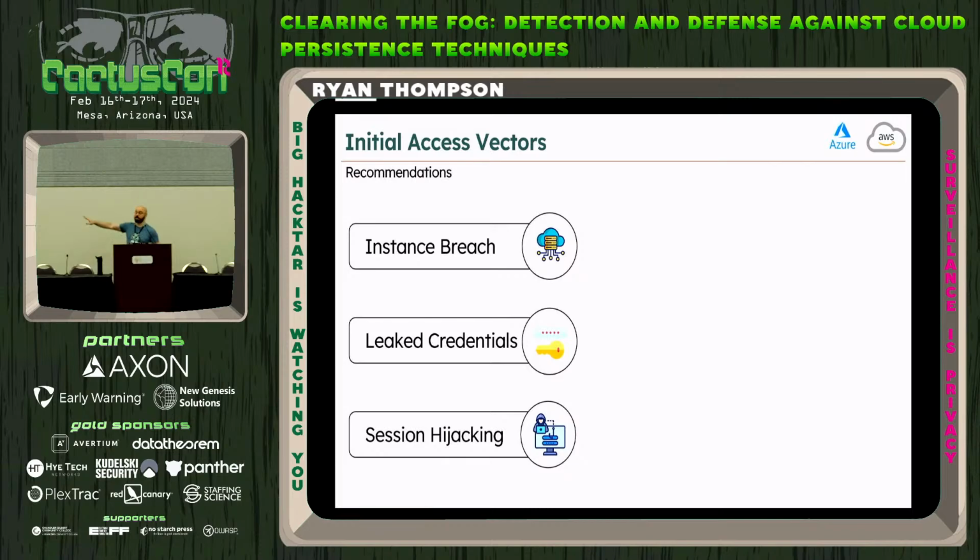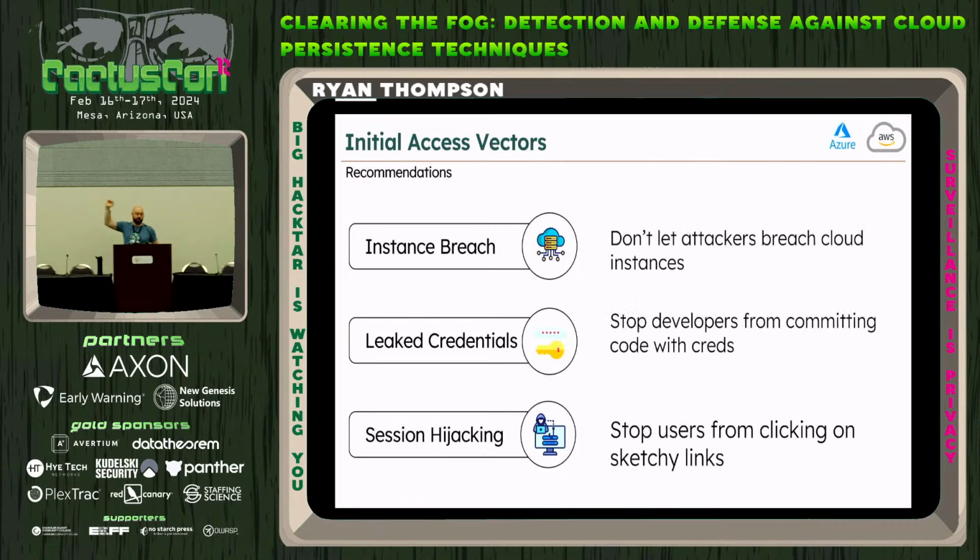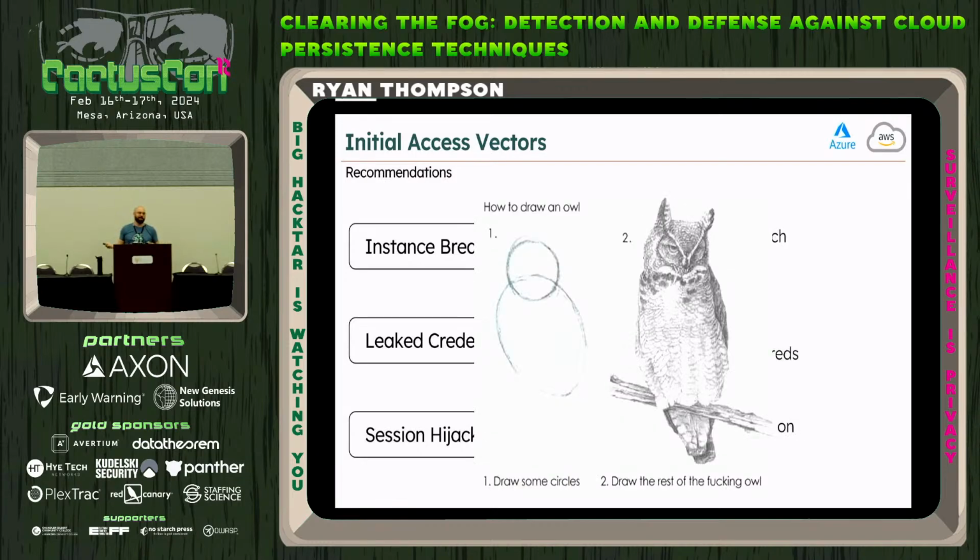You have your initial access vectors. And so, good news, it's actually really easy to stop this. You just don't let your instances get breached. You stop developers from uploading credentials into their code, and then you stop users from clicking on links. It's actually really, really easy. It's not, right? It's actually really hard. So we're going to assume these things are going to happen. That's not what this talk is focused on stopping. There are some mechanisms you can put in place, but that's outside the scope.